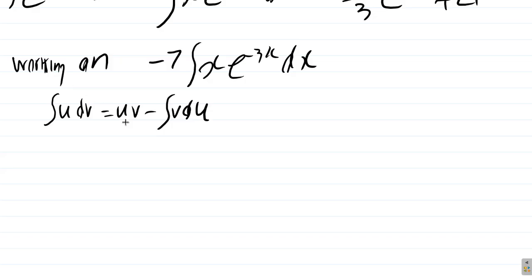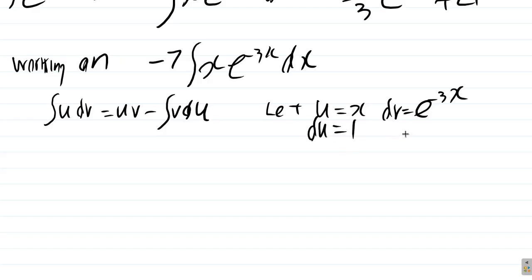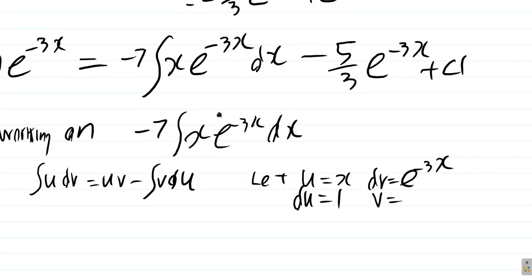Now let u be equal to x, then dv is e to negative 3x. Alright, to go from u to du, you differentiate, so du would be 1. And then v, you're going from dv to v, you integrate. Now we already found that integral of e to negative 3x is equal to e to negative 3x over negative 3. Alright?